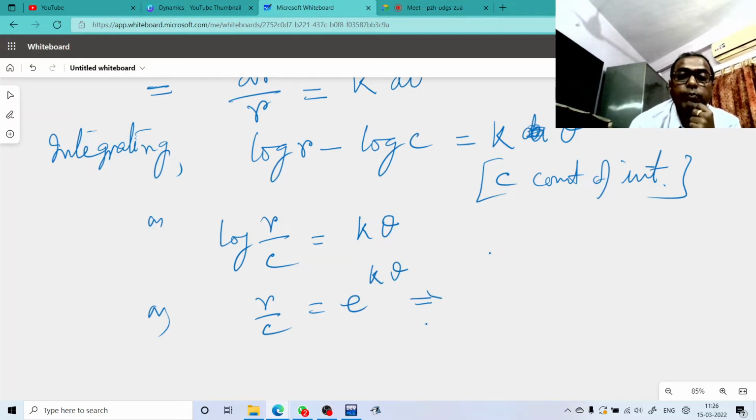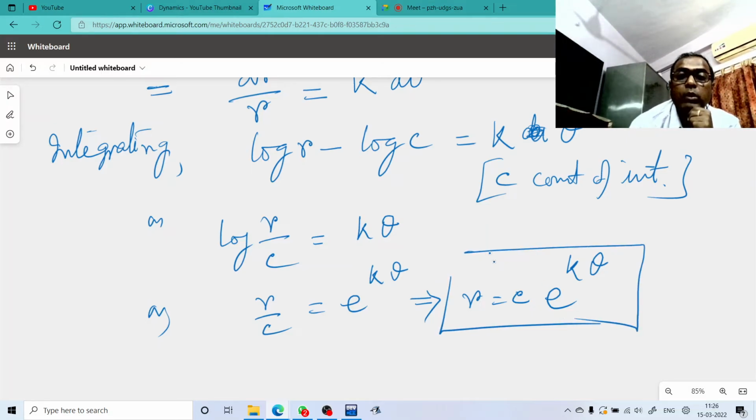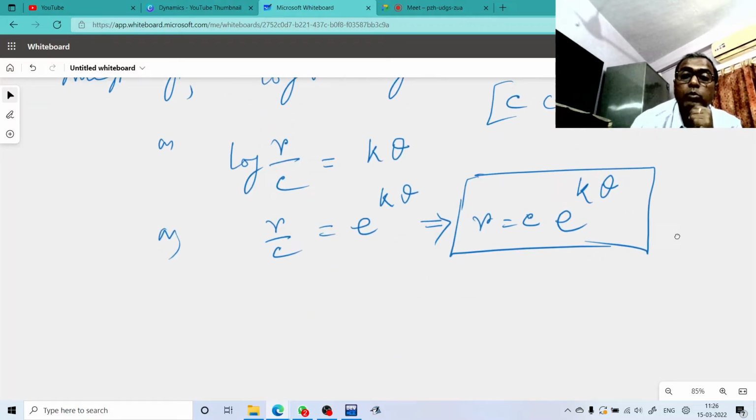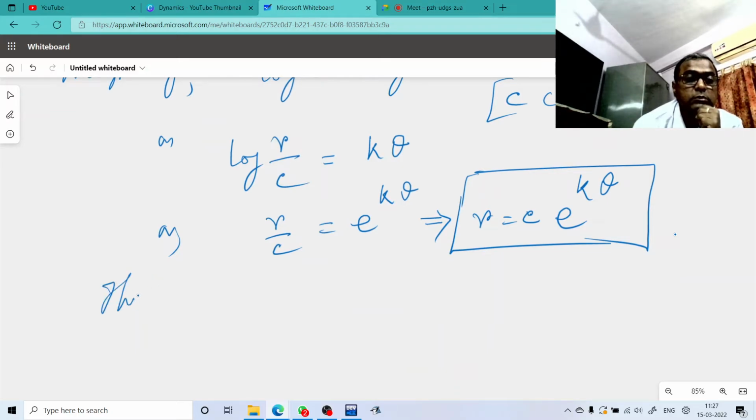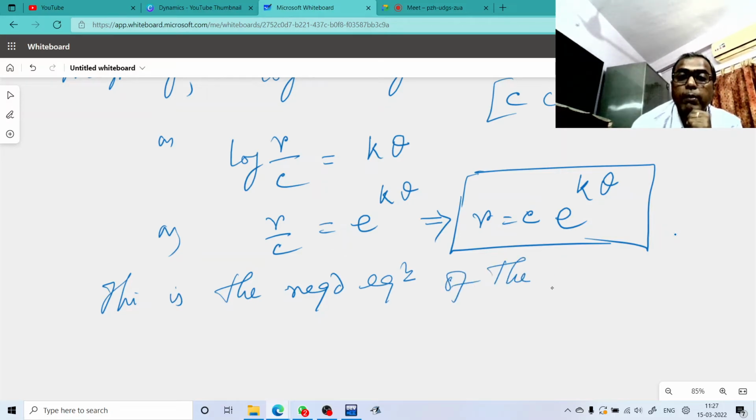So r equals c into exponential k theta, and this is the equation of the path. Here c and k are both constants. This is the required equation of the path, which is an equiangular spiral.